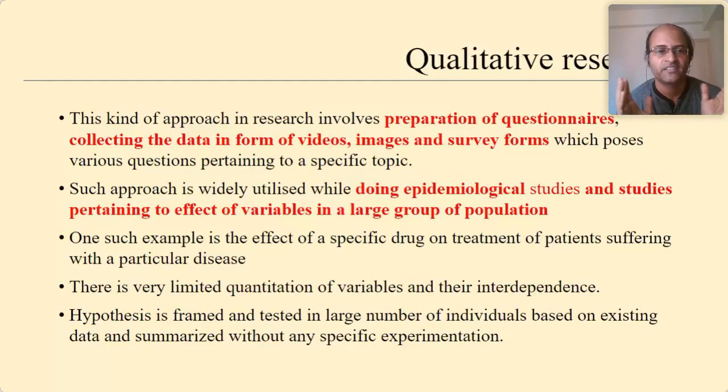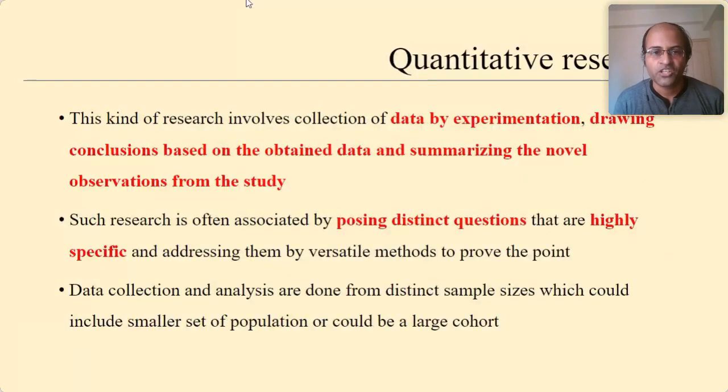So qualitative research in general is essentially summarizing, in a large group of population, how things are done. We don't go into detailed experimentation here, and we look for a very limited amount of variables that can be affecting the overall thing. Quantitative research is the one which deals with the variable aspects in detail. Now, coming to the next aspect, which is quantitative research.